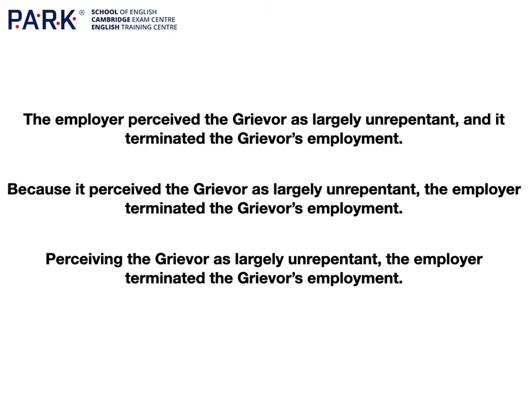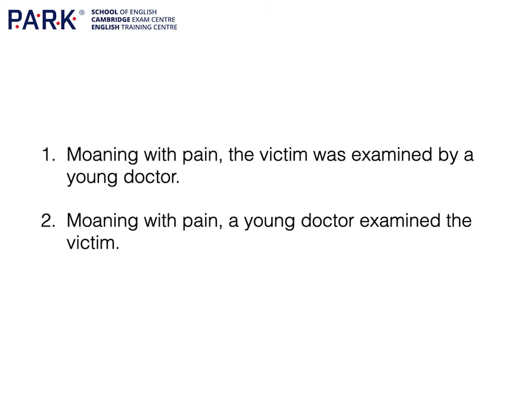Here is another example. Moaning with pain, the victim was examined by a young doctor. Moaning with pain says something about the subject, the victim, and not about the doctor. So be careful when you make a participle clause. It always refers to the subject of the sentence that follows or precedes the participle clause. As you can see, in the second sentence, the young doctor is moaning with pain and not the victim.